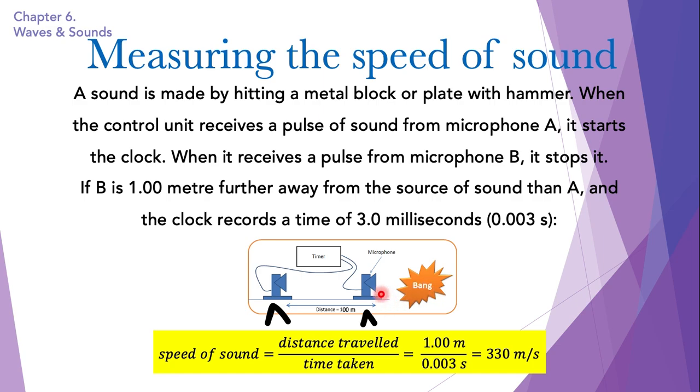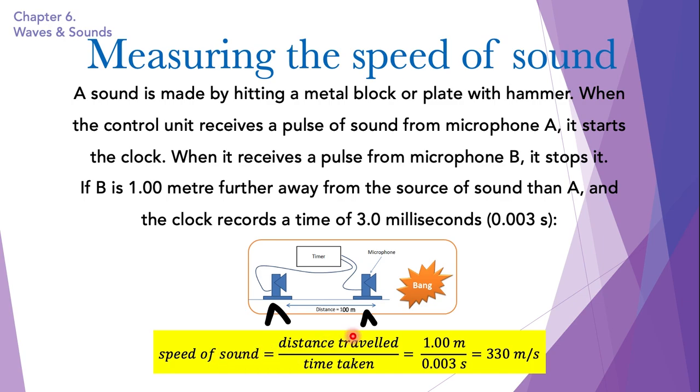When the control unit receives a pulse of sound from microphone A, this one, it starts the clock. When it receives a pulse from microphone B, which is this one, it stops the timer. So if B is 1.00 meter further away from the source of sound than A, and the clock records a time of 3.0 milliseconds, which would be 0.003 seconds, then we can find out the speed of sound by this equation.